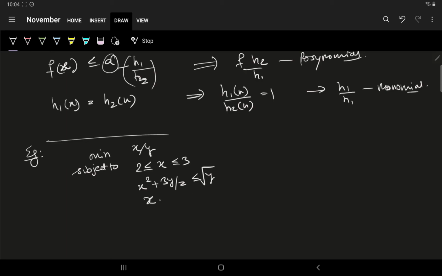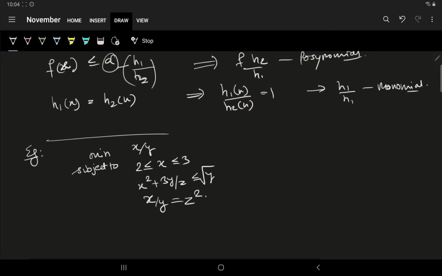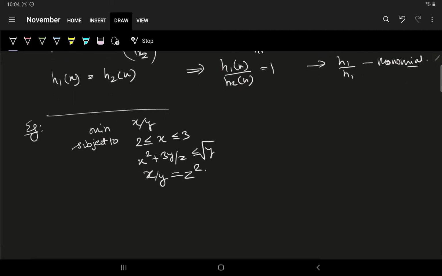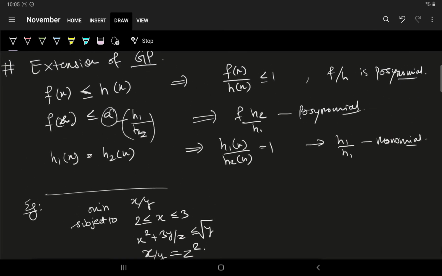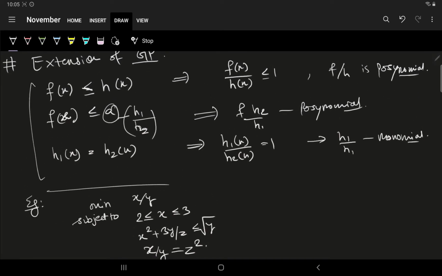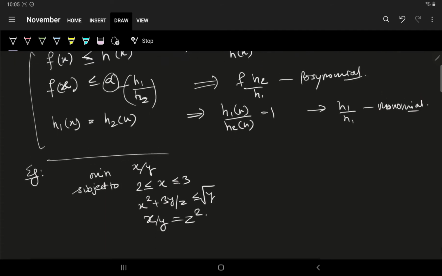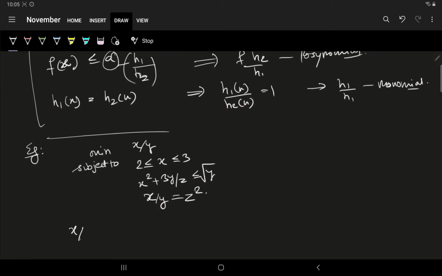And x by y is equal to z square. Right. So using the previous three, we can see here that x by y we can write as x y inverse.